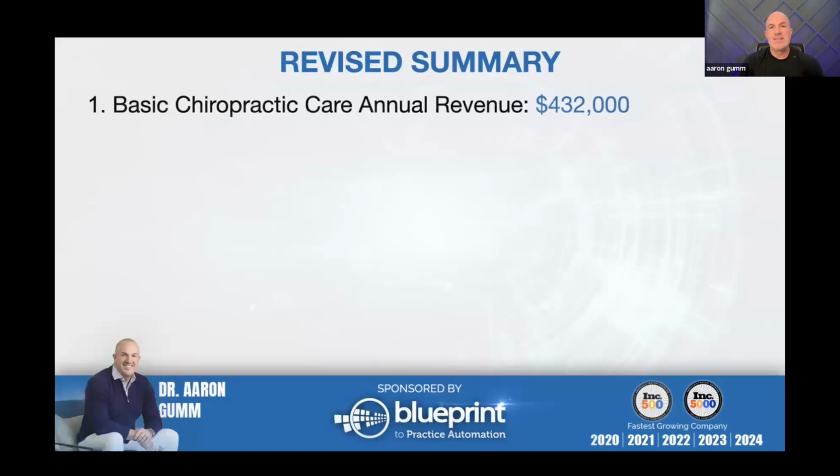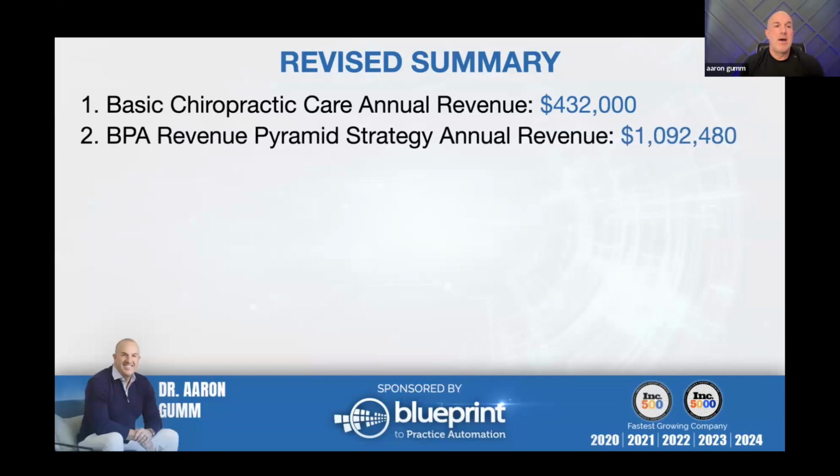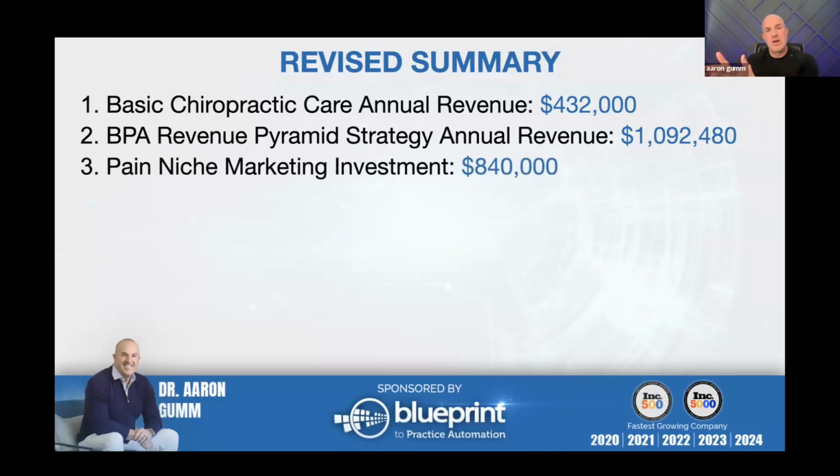We took a chiropractic practice that was getting 30 new patients a month with chiropractic, closing about 20 of those at $1,800, $432,000 per year annually in income. We started taking them through the BPA revenue pyramid, adding metabolic activation campaigns, upselling into pain niches, upselling chiropractic into metabolic. And we took it from $432,000 to $1,092,480. We took that new revenue, it was about $55,000 per month.